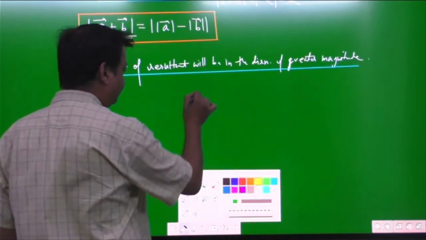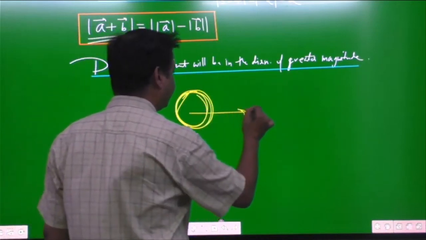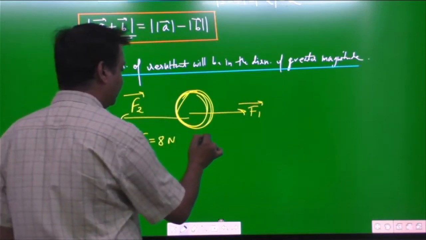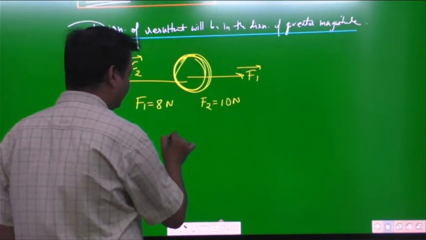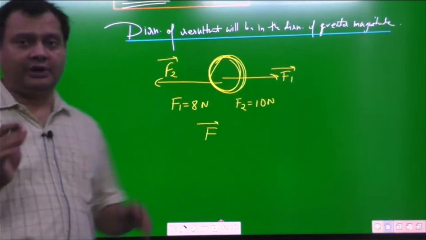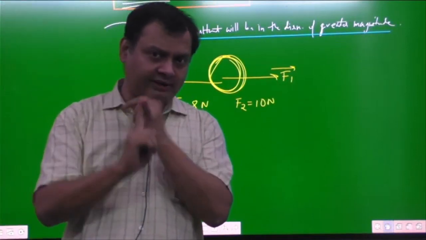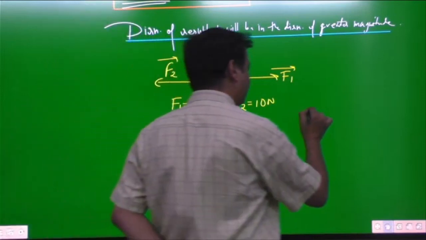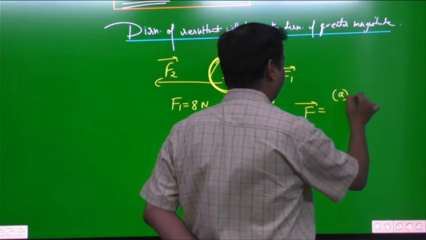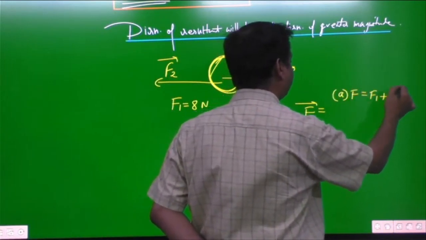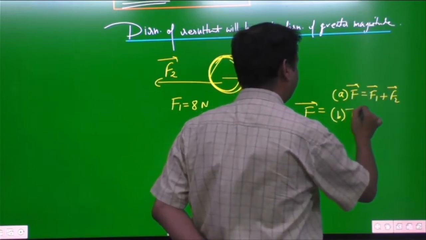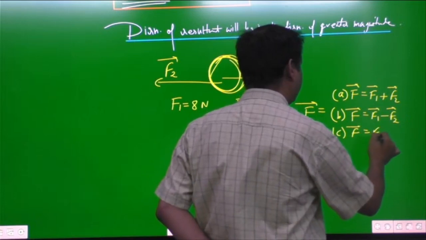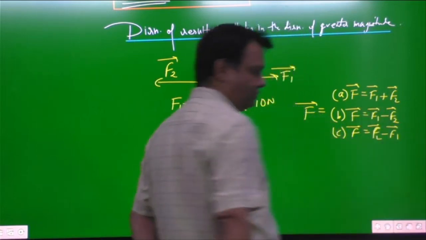So suppose if you have a ball, and two forces are acting, F1 right side, F2 left side, F1 is 8 Newton and F2 is say 10 Newton. And the resultant force is F. So when you are writing the vector equation, what you will write? Vector F1 plus vector F2, vector F1 minus vector F2, vector F2 minus vector F1. What do you think? When you're writing vector F, which will be the correct option? Vector F will be vector F1 plus vector F2, vector F will be vector F1 minus vector F2, or vector F will be vector F2 minus vector F1. Think and answer. Just think for 1 minute and answer.